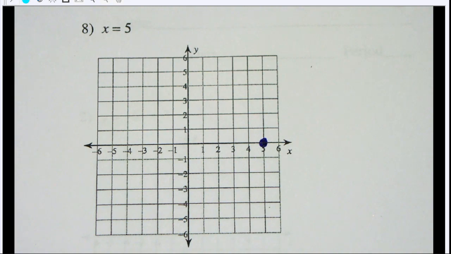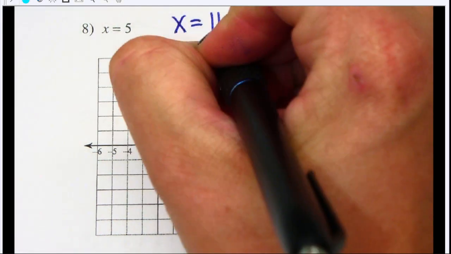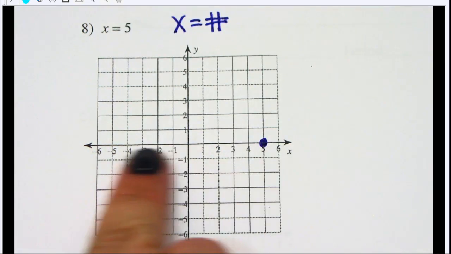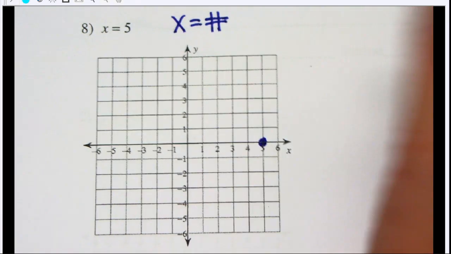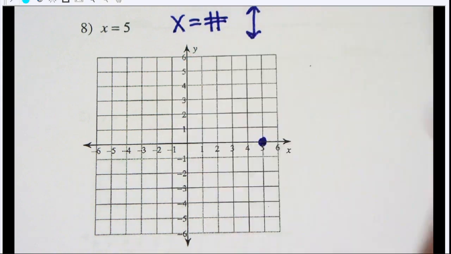So if y equals a number goes left to right, how do we think x equals a number goes? Up and down. Good job. So if it's x equals any kind of number, you find that number here, put a dot, and then you go up or down, up to down, like this.